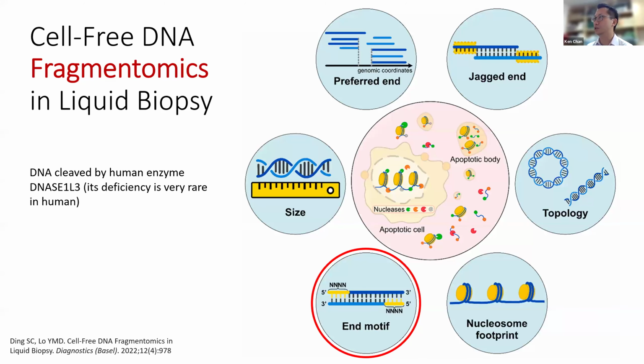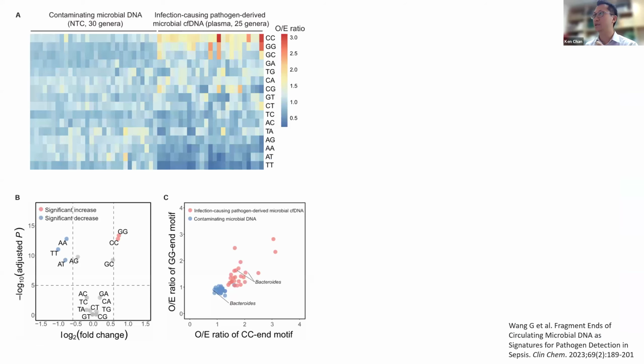So we have two technological advancements in this study. The first thing is cell-free DNA fragmentomics. Now, whenever the DNA is degraded or fragmented in the fluid, the DNA is cleaved by a human enzyme. So the DNA fragments will have different characteristics, including the size, the morphology, and also the ACTG ending. The different types of ACTG ending, what we call end motif, actually carry some meaning.